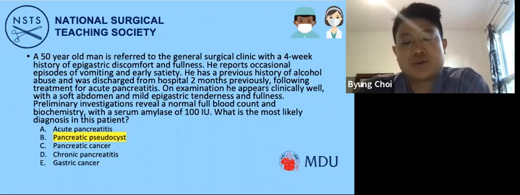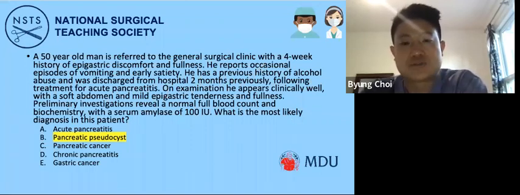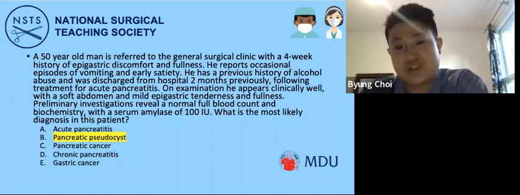Now, we've got a man who has had acute pancreatitis pretty recently, and that was 2 months ago. Okay. He's got a history of alcohol abuse, which clearly is a cause of his pancreatitis. All right. And now he's presenting with a few weeks of epigastric discomfort and fullness there.